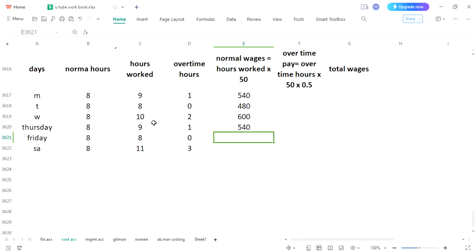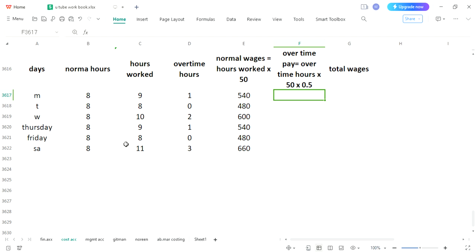Please focus here. We are using hours worked. Then we have 8 working hours multiplied by 60 per hour. Finally, on Saturday, 11 working hours multiplied by 60. So we have got our normal wages over here. Now it's time to calculate the overtime payment.